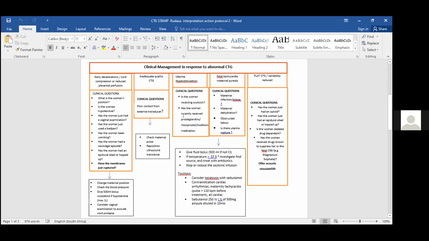People just write, oh, fluid bolus. When somebody has hyperstimulation and you add 500 ml of fluid, you do two things. You dilute the circulating levels, or the concentration, of the oxytocin that she received, or that traditional medication that she received. The second thing is you force the mother to excrete, because now she's going to pee it off.